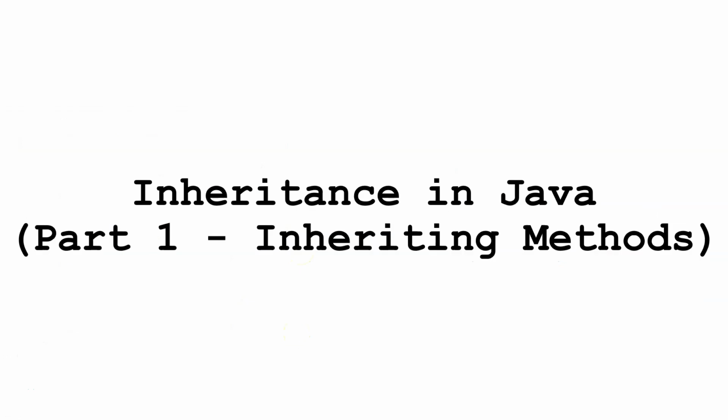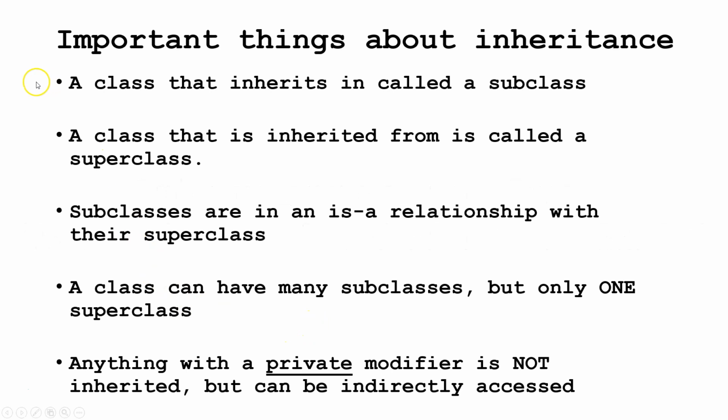In this Java tutorial, we are going to start learning about inheritance. Part 1, we will discuss inheriting methods. 5 important things to know for this lesson. 1. A class that inherits is called a subclass. 2. A class that is inherited from is called a superclass. 3. Subclasses are in an is-a relationship with their superclass. We'll discuss this more later. 4. A class can have many subclasses, but only one superclass. And 5. Anything with a private modifier is not inherited, but can be indirectly accessed.